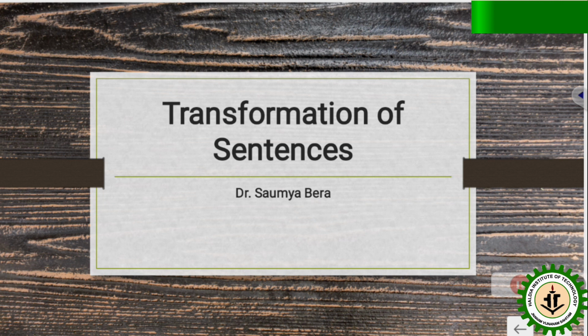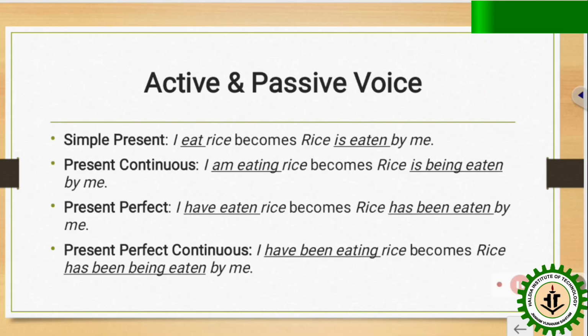Today I am going to deliver a lecture on three specific categories of transformation of sentences. First, we shall be focusing on active and passive voice and how active voices can be transformed into passive voice and vice versa. So let us come to the first slide. We know that while learning English, while framing sentences for the first time, tense becomes very important for us.